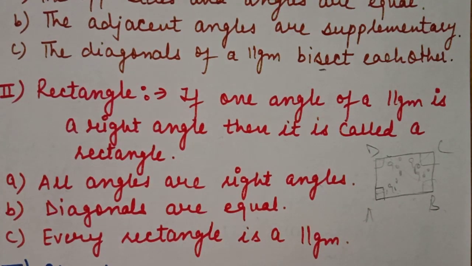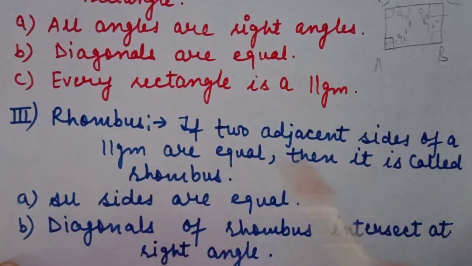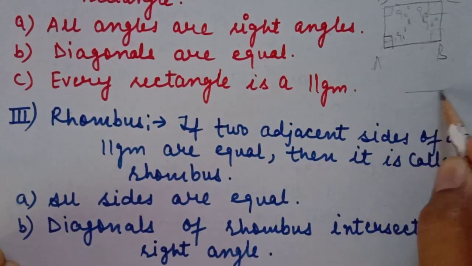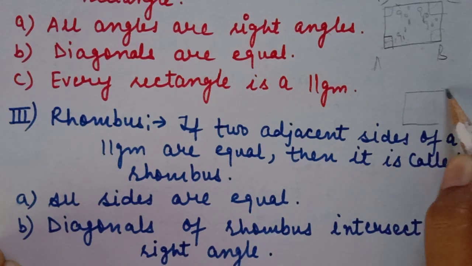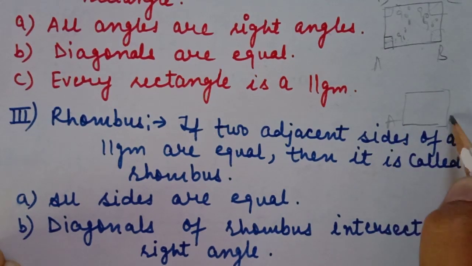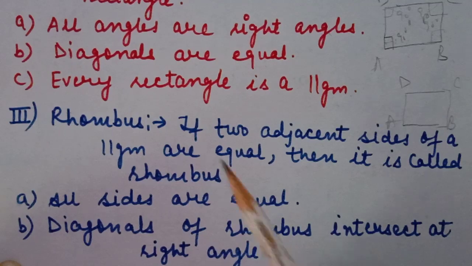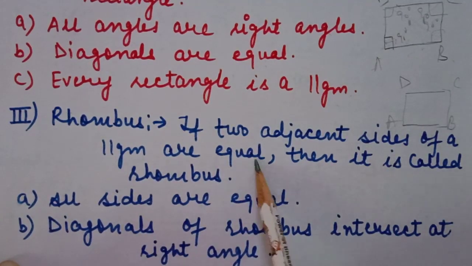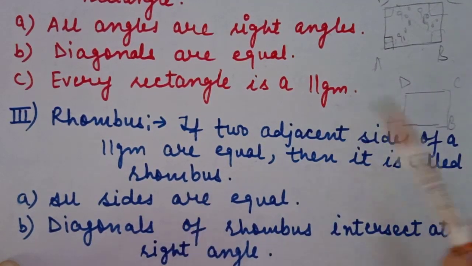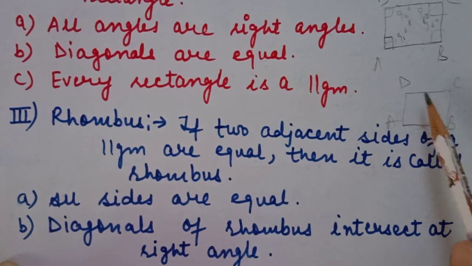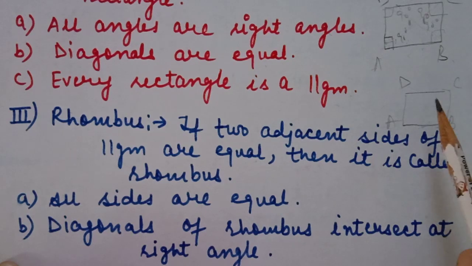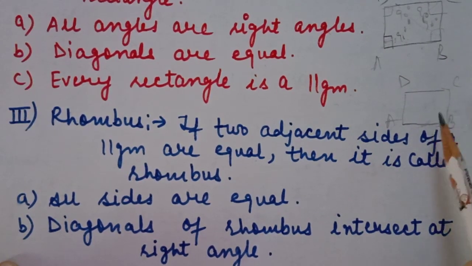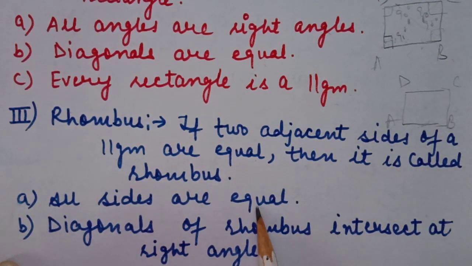Now the third one is the rhombus. A rhombus is also like a parallelogram. If two adjacent sides of a parallelogram are equal, then we call it a rhombus. In a parallelogram, adjacent sides are not equal to each other; opposite sides are equal to each other. If in any case in a parallelogram adjacent sides are equal to each other, we call it a rhombus, because in a rhombus all sides are equal.